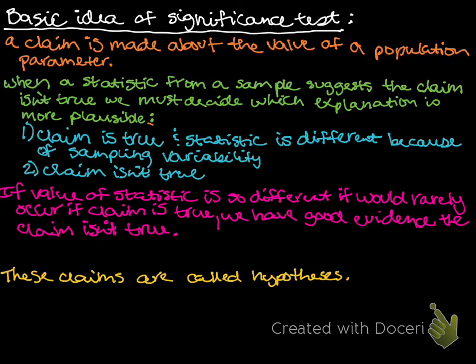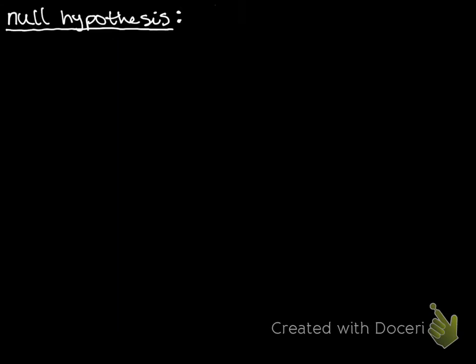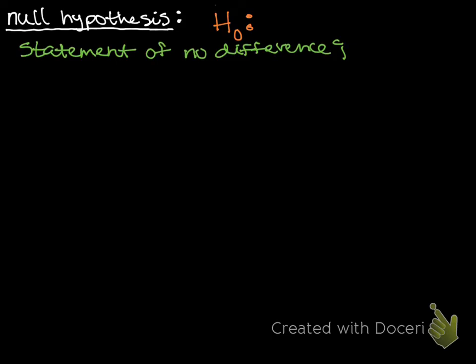These claims that we're talking about are called hypotheses. So let's look at hypotheses. We have two types of hypotheses, null and alternative. We're going to look at the null first. The null hypothesis is denoted by H sub 0. It's a statement of no difference, meaning there's no preference, there's no difference. It's always equal. The null hypothesis always has an equal sign.